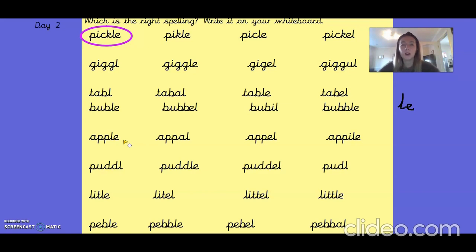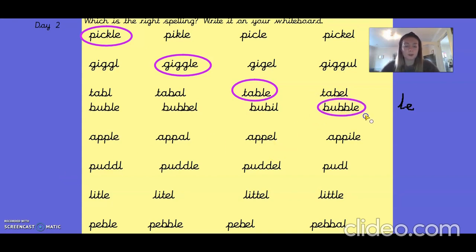Giggle. Think about what all of our words end with this week. You should have selected this one as the correct spelling. The next word was table. Table. I know that table has the split A sound. Can you spot it? Table. Here it is. The next one is bubble. Bubble. Here it is. So bubble's got our double consonant in it as well.